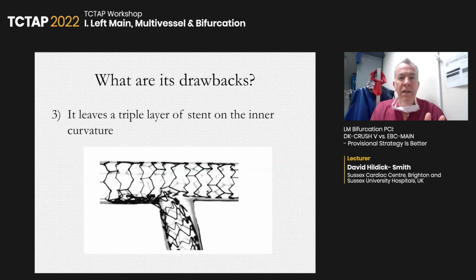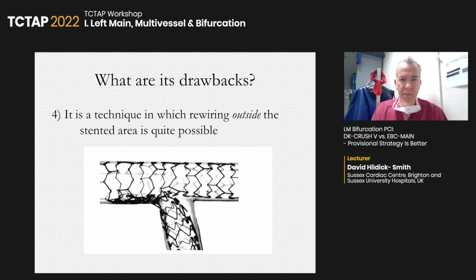The DK crush does leave a triple layer of stent on the inner curvature. Now you may try and make this a very small mini nano crush area, but there are three layers. And also importantly, there is this area here where it is possible to pass your wire. Even if you're doing a DK crush, you won't necessarily have your wire always going exactly where you think it's going in the stented segment. So it is possible to have the wire outside.